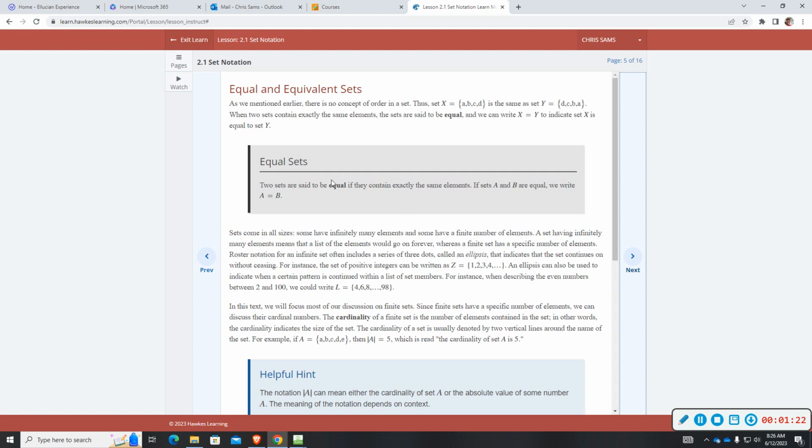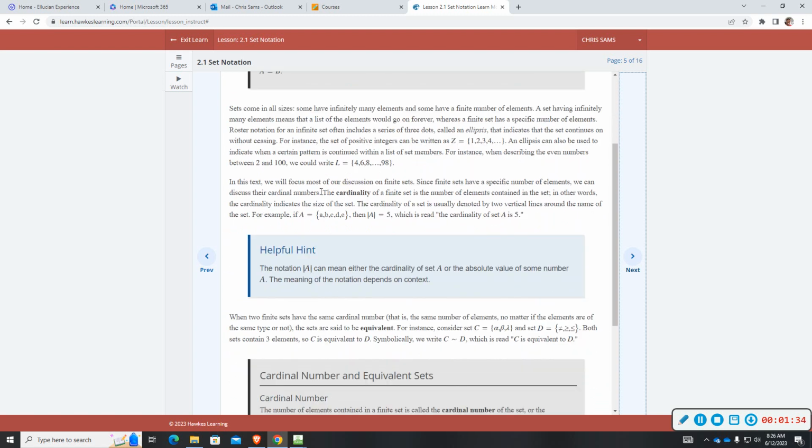Here we have two sets are equal if they contain exactly the same elements. Okay. And then we write that notation with A equals B if A and B are two sets. Cardinality is asking for how many elements are in a set, and it looks like some absolute value bars. That's the notation for cardinality. This means how many elements are in there. So you see this example, A, B, C, D, E is in the set. So what looks like absolute value bars of A equals 5 just says that there's 5 elements in the set A.